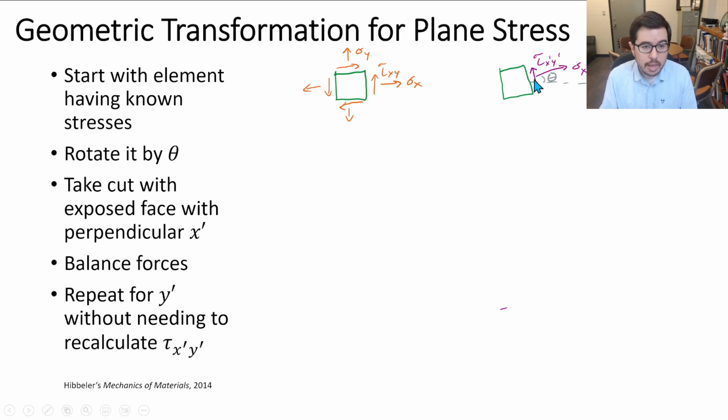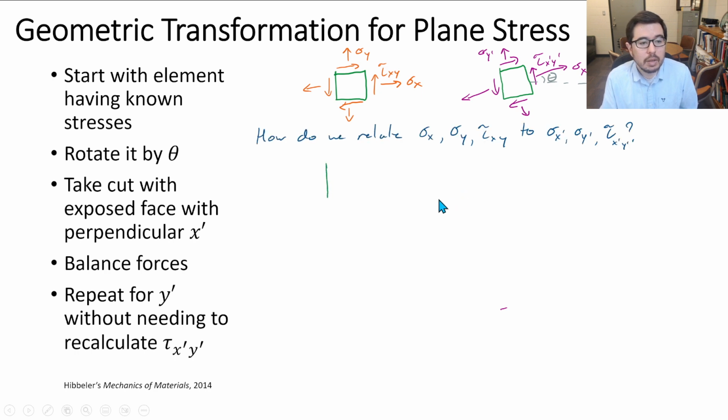In this, tau x prime y prime is the vector associated with the shear stress now. And so we're going to take a cut to expose this face perpendicular to x prime, which is in this direction. So what does that look like after we finish putting all these other stresses on it? It looks something like this. This is that face now, and this is perpendicular to x prime.